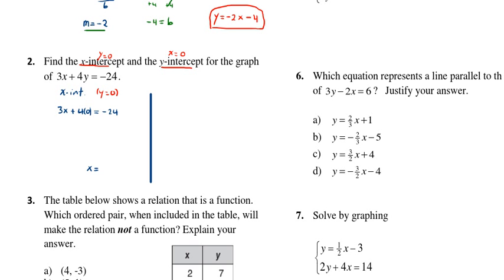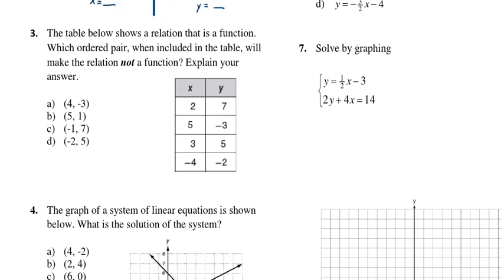To find the y-intercept, you substitute x with 0. So the equation will look as 3 times 0, because the x is substituted with 0, plus 4y is equal to negative 24. And then you solve the equation for y in order to find the y-intercept. I will leave for you to finish this exercise.